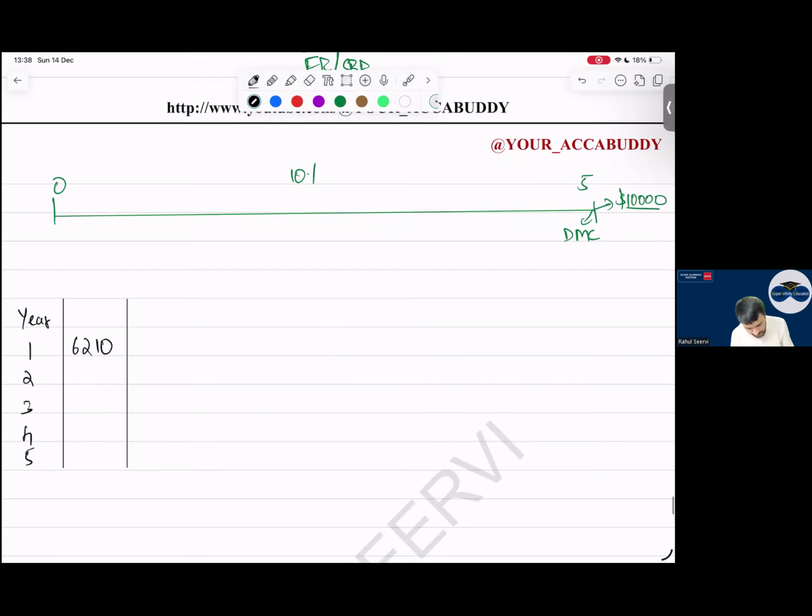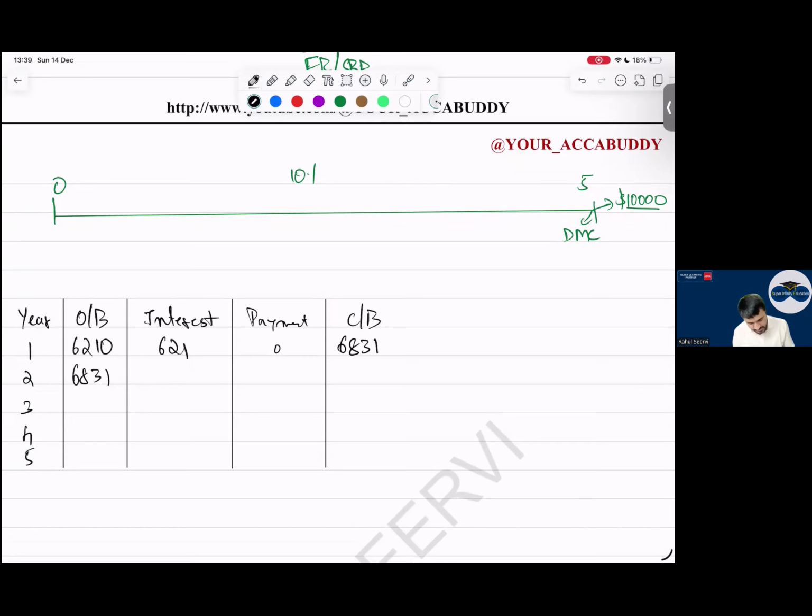Now tell me, every year what will you record on this? Can I say this is the opening balance plus interest. How much is that 10%? 6,210 into 10%, so 621. Are we making any payment today? No, sir. So how much will my closing balance be? 6,210 plus 621, sir, 6,831. You can easily do this on Excel. I'm just taking an example, understand. Then 683, then 751. I hope there are no doubts in the discounting part. Can I say this will continue further?